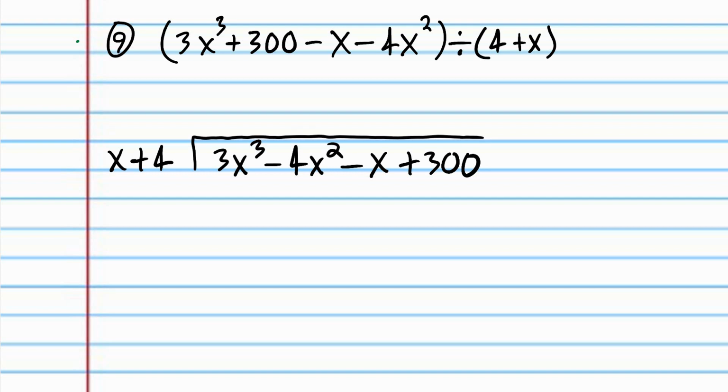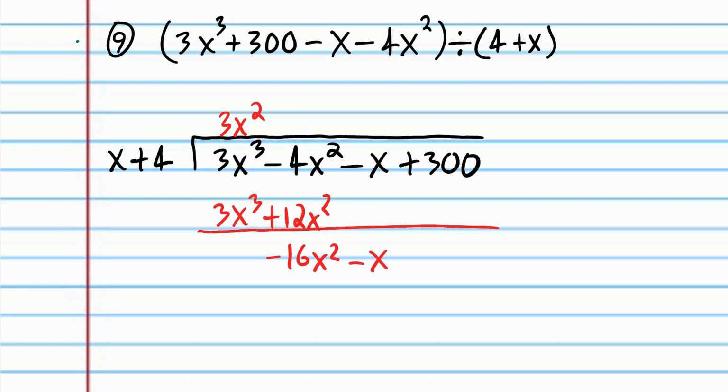Everything looks good. Now step number 1, the first term in the divisor times what is equal to 3x cubed, the first term in the dividend, and the answer is 3x squared. That's step number 1. Step number 2, multiply that term by the divisor, and we get 3x to the third power, and we get 12x squared. And then we're going to subtract, and we get negative 16x squared. And negative x minus nothing is negative x, and 300 minus nothing is 300. That was step number 3, subtract.